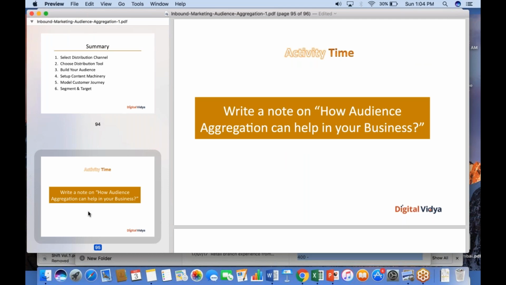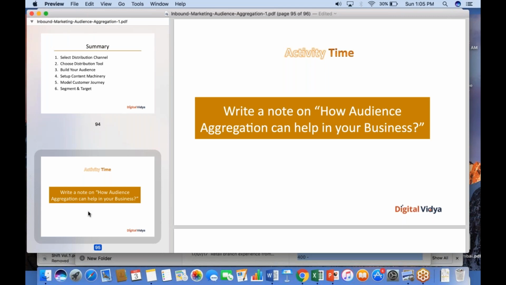Now we are at the end of today's session. What I want you to do is a couple of things. First, basis whatever understanding you've had over the session, which is over the past 3 hours, I want you to write a note on how you believe audience aggregation can help the business in your context, right? Whatever business it is, your own business, the company you're employed in, the company for which maybe you are part of an agency, and for the clients you work with, how you believe audience aggregation can help.